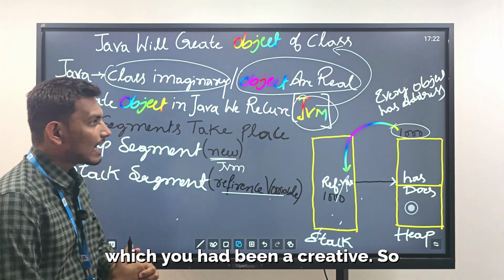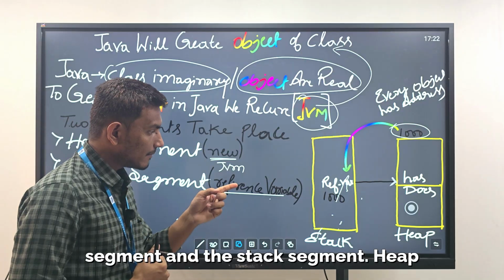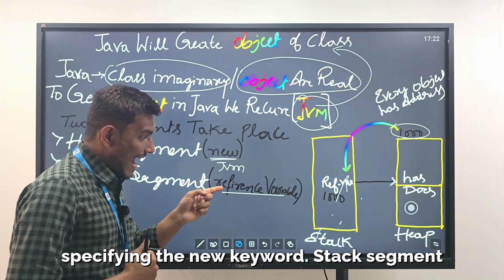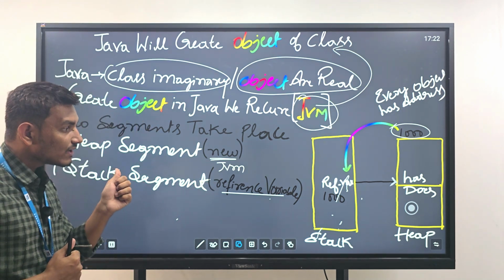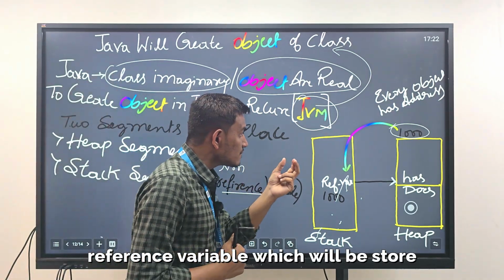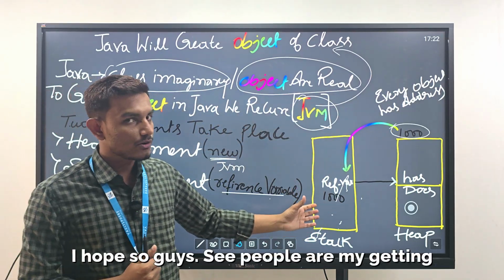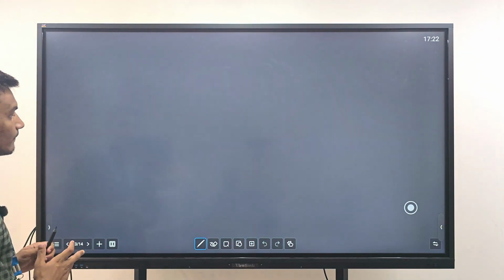So, guys, always remember, heap segment and stack segment. Heap segment is where the objects are created by specifying the new keyword. Stack segment is the segment where the reference variable will come and sit. What do you mean by the reference variable? It stores the address of an object inside it. I hope you are getting the point, guys.